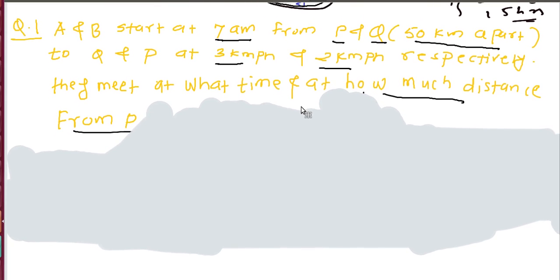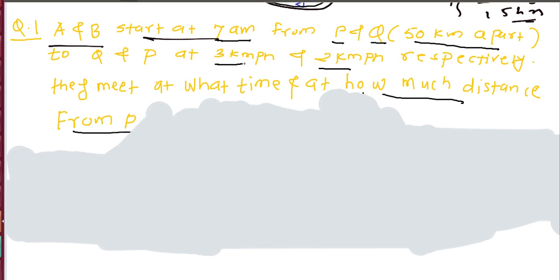So here is the first example. A and B start at 7 a.m. from P and Q respectively. Here is P and here is Q.